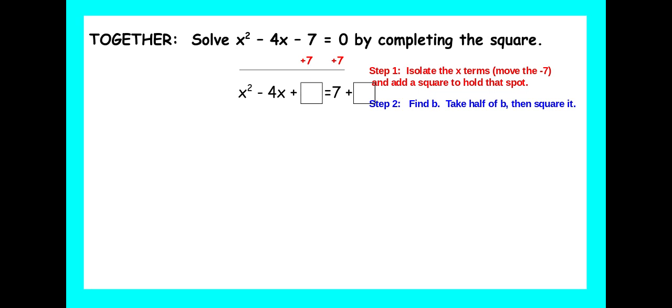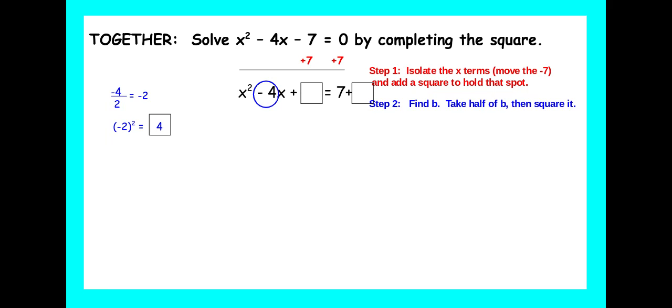Step 2 says find b, take half of it, then square it. So remember, b is the number in front of our x term. So b is -4, so we're going to find half of -4, which means divide it by 2, and we get -2. And then we're going to take -2 and square it, and we're going to get +4.